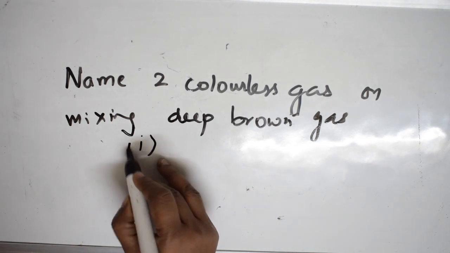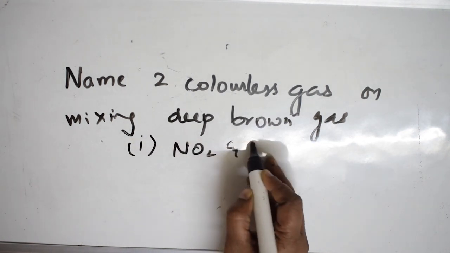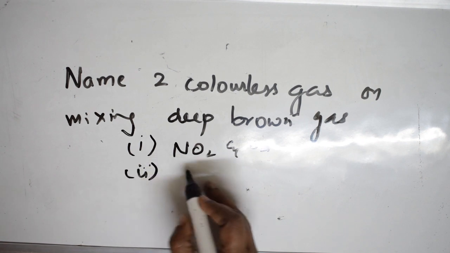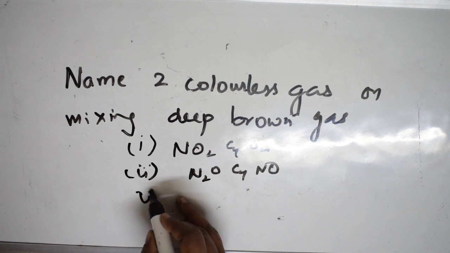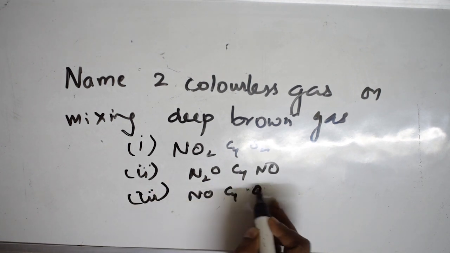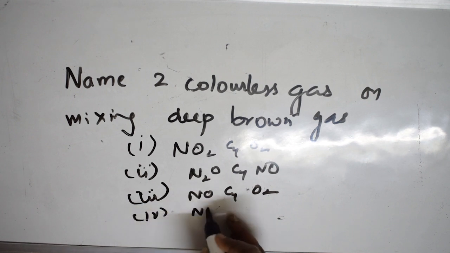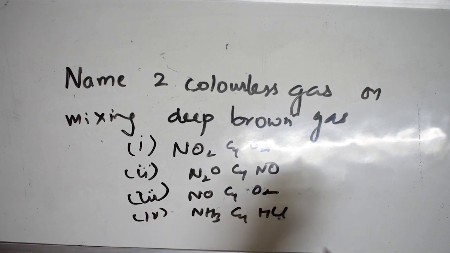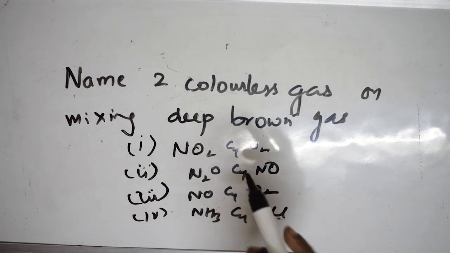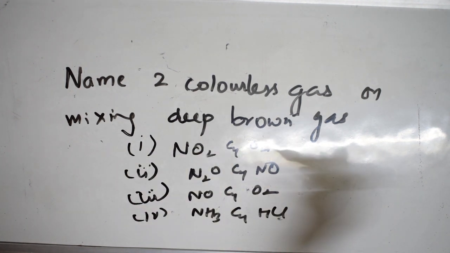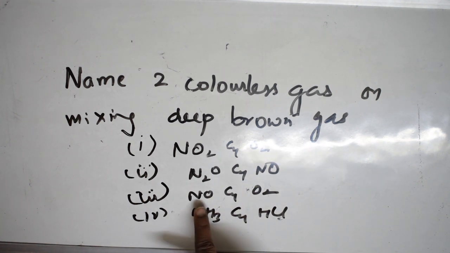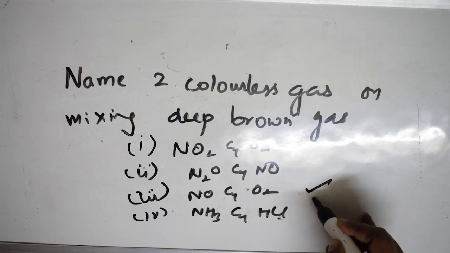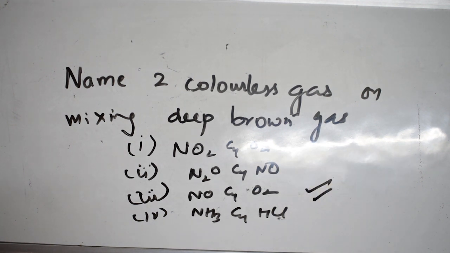Again she will give you options. NO2 and O2 is one option. He may give you one more option, N2O and NO. The next option would be NO and O2. The next option would be NH3 and HCl. This is useful for your JEE also, students. The 2 colorless gases we have already studied, initially, colorless and odorless. So the correct option which gives deep brown gas is nothing but NO and O2. Remember this. This is one more important Viva question which you should know for your entrance exam also.